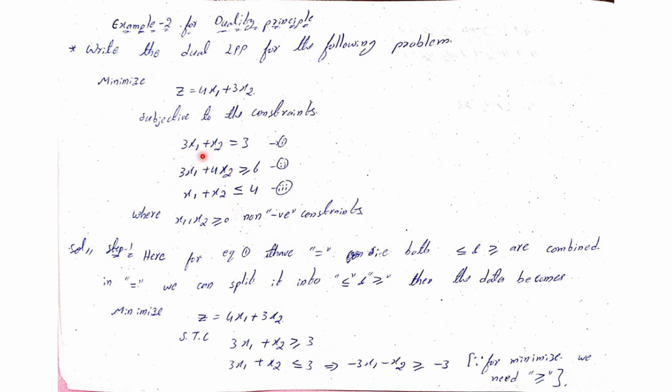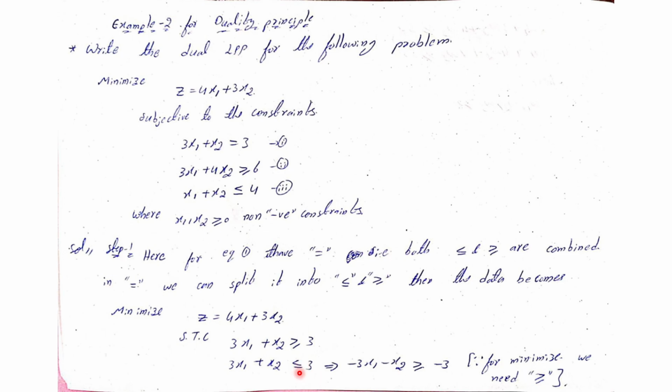Here in this problem they gave equal to, that means both less than or equal to and greater than or equal to are combined in equal form. So we can split equal to into less than or equal to and greater than or equal to. Then the data becomes like this. Z equals 4x1 plus 3x2, and this equation can be written in two forms, that are 3x1 plus x2 greater than or equal to 3, and the next one is 3x1 plus x2 less than or equal to 3. Here for a minimization problem the constraint should be greater than or equal to.